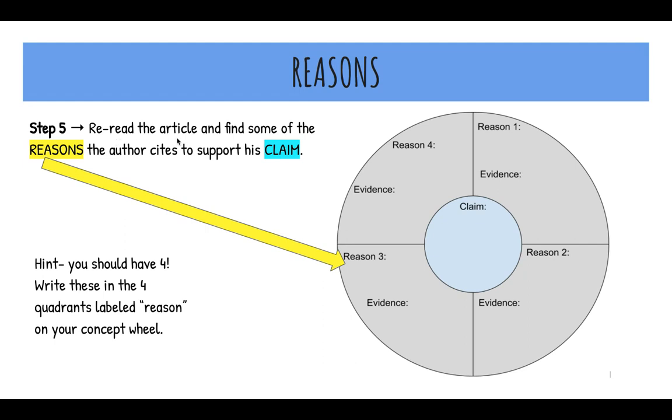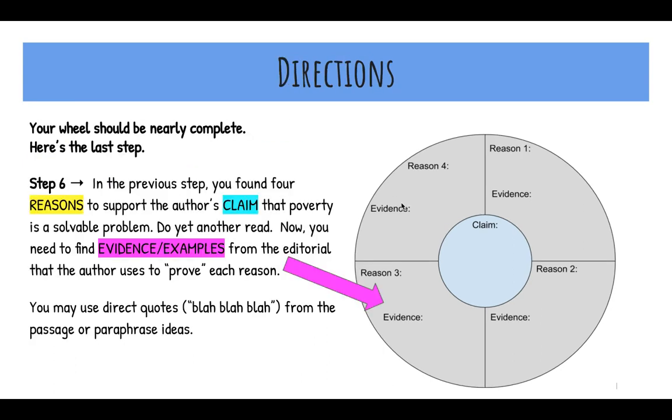In step 5, you're going to go through the article again. Yes, you are reading through it yet another time, looking for the reasons that the author cites that support his claim. There are 1, 2, 3, 4 slots for you to provide reasons. Make sure you give us 4. Your wheel's almost complete.